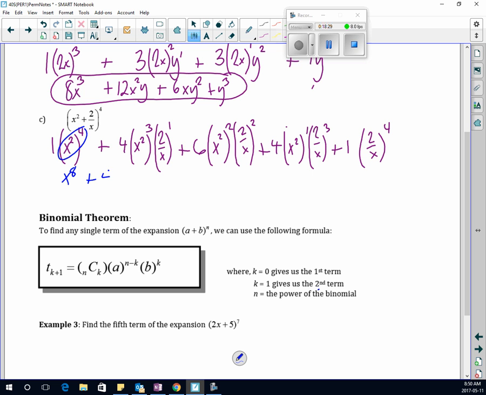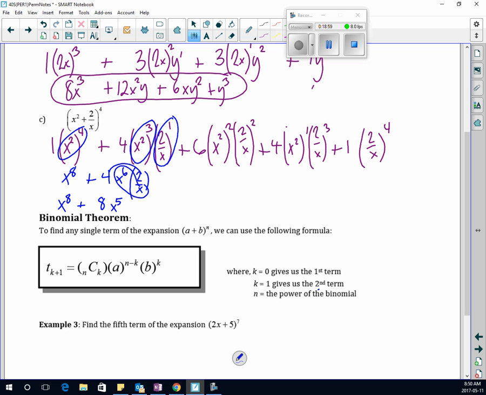So plus 4, what do I get here? x to the power 6. What do I get here? 2 over x. So then, in my next step, what does that simplify to be? You have to multiply the 4 times the 2, and I get an 8. And then what does x to the power 6 over x simplify to be? x to the power 5.